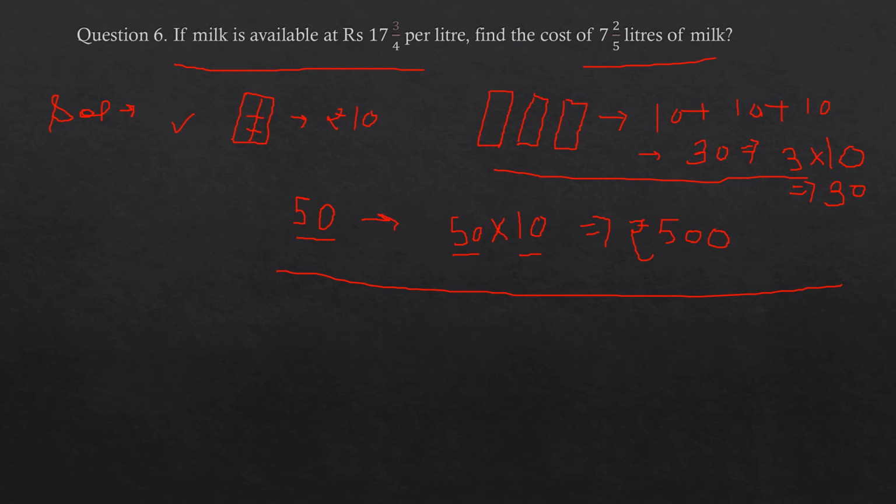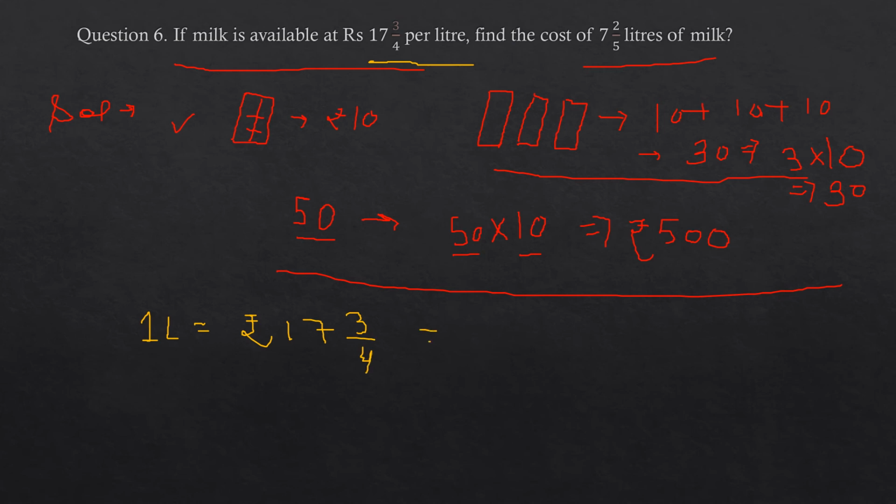You have the question: milk is available at rupees 17 whole 3 by 4 per liter, meaning you are given the cost of 1 liter of milk. You will write the statements first: the cost of 1 liter of milk is equal to this much, and then the cost of 7 whole 2 by 5 liters of milk is equal to, right? I am telling you the solution, how you will solve the question. Here the cost of 1 liter of milk is rupees 17 whole 3 by 4, right? This is the cost of 1 liter of milk.